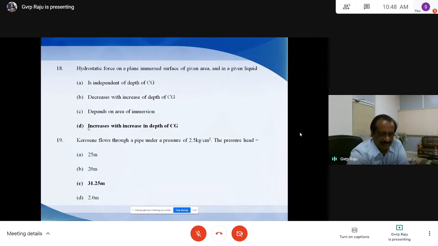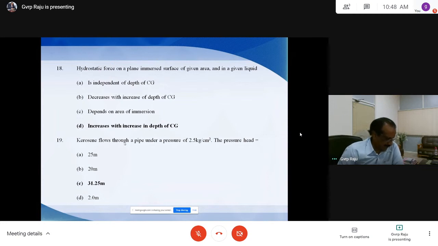So if you see option D, it increases with increase in depth of CG. Decreases is wrong here, independent is wrong here. The area is not the only factor, the area of immersion is different. And it increases with increase in the depth of CG. That is the answer.